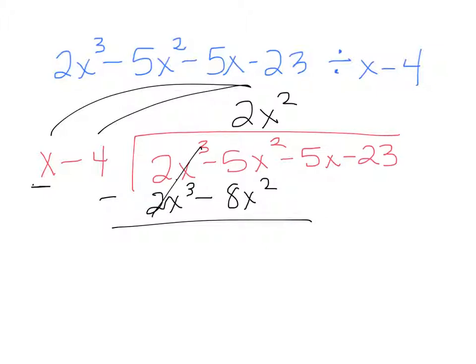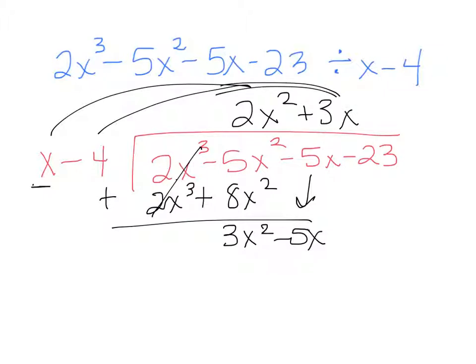And a negative 5x squared minus a negative, well, this minus a negative ends up being a plus, and we get positive 3x squared. Now we start the whole process over again, but now we're trying to cancel the 3x squared. So x times what equals 3x squared? Well, 3x. And then we multiply it down just like we did with the 2x. So we get 3x squared and negative 12x, and we subtract. So those cancel. Minus minus becomes a plus. We get 7x.